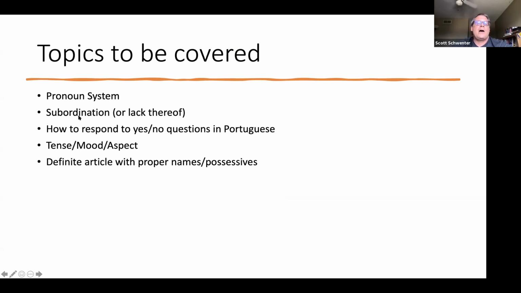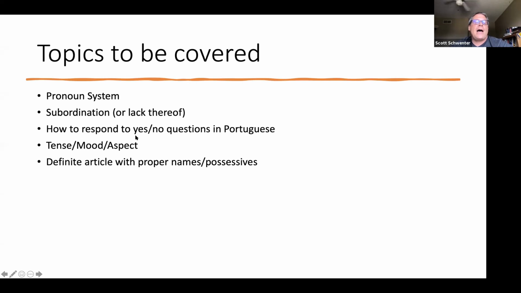We'll talk a little bit about subordination. So, how do you put one sentence inside of another one, or the lack thereof, because that's one difference between Spanish and Portuguese: Spanish prefers to have subordinate clauses or subordinate sentences a lot more than Portuguese does. Portuguese speakers have a different kind of subordination, let's say that.